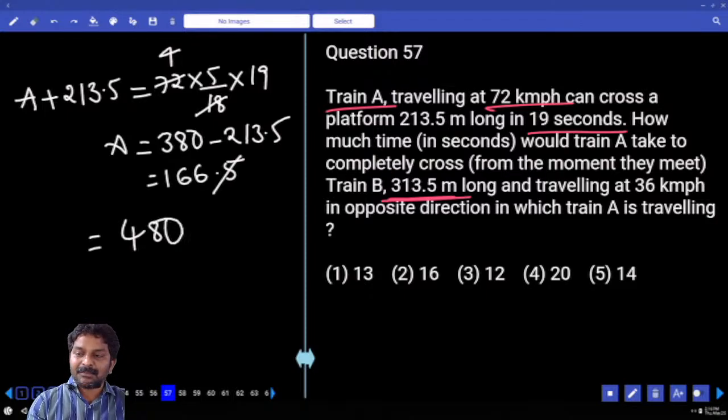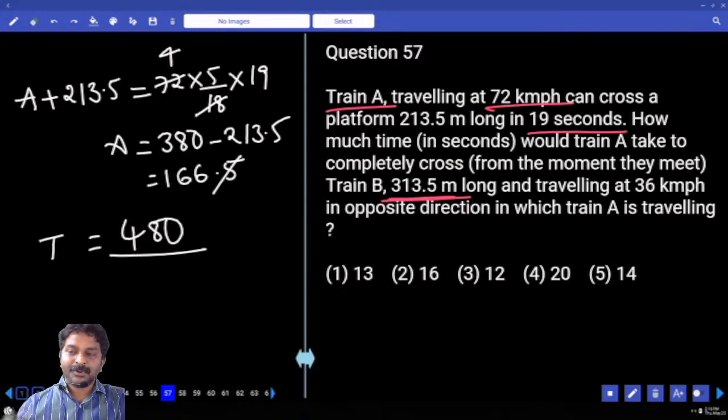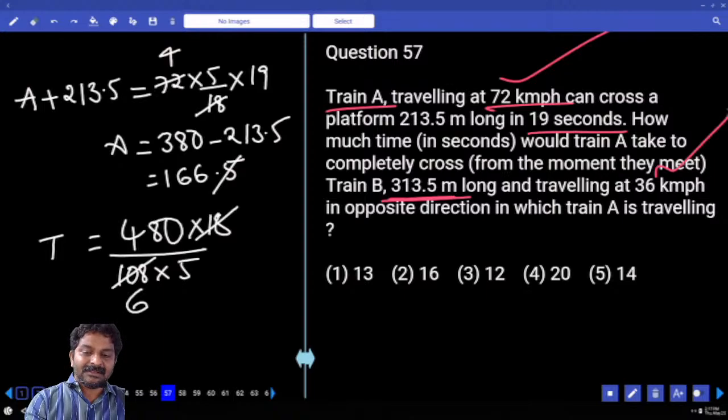The question is about time, right? Time means distance by speed. In which direction are they moving? Opposite. Then relative speed is s1 plus s2: 72 plus 36, 108 kilometers per hour. Convert into meters per second: multiply by 5 by 18. 18 is 6 times. 6 into 5 is 30. 480 by 30, 48 by 3, 16 seconds.